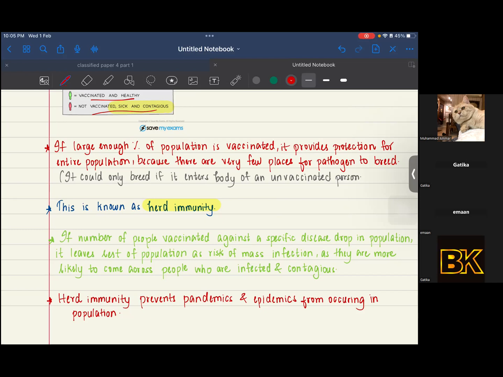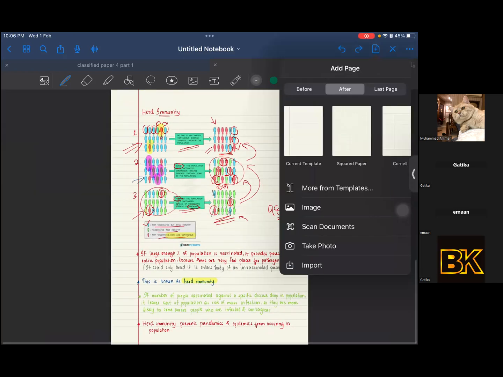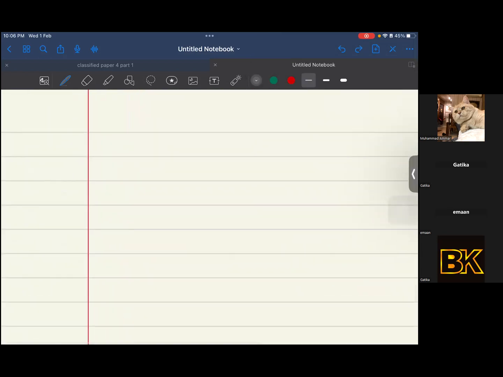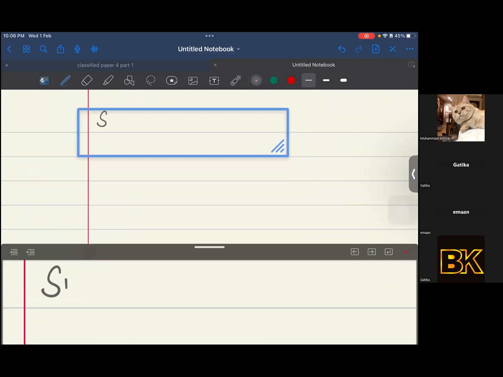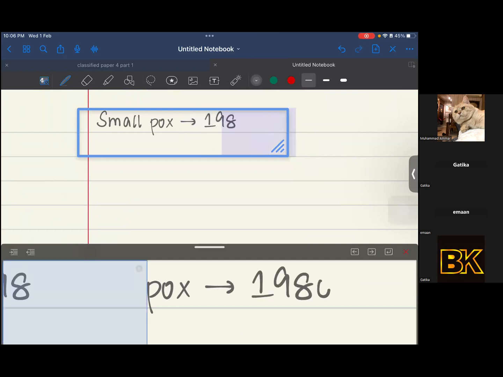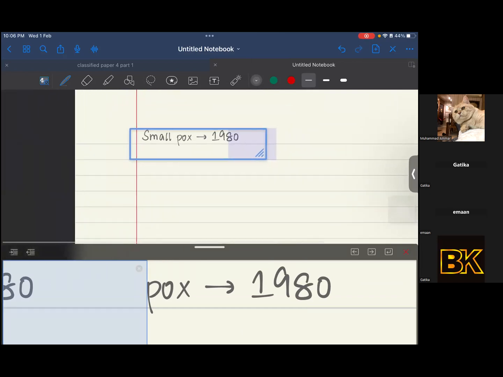Okay, I will also write that. Smallpox. It was eradicated in 1980 as a result of the vaccination program by the WHO.